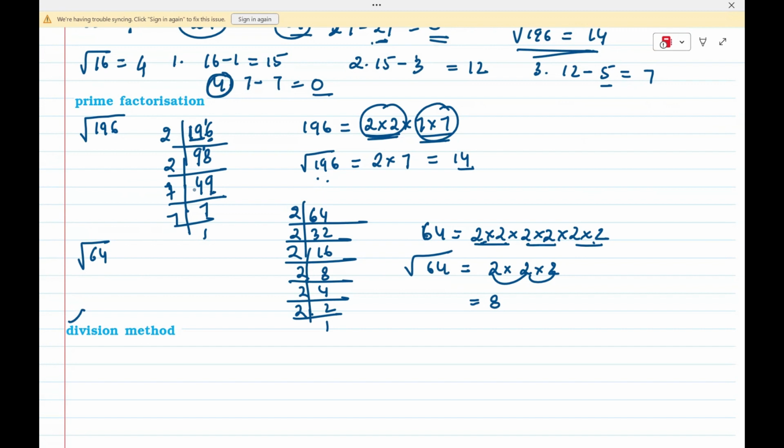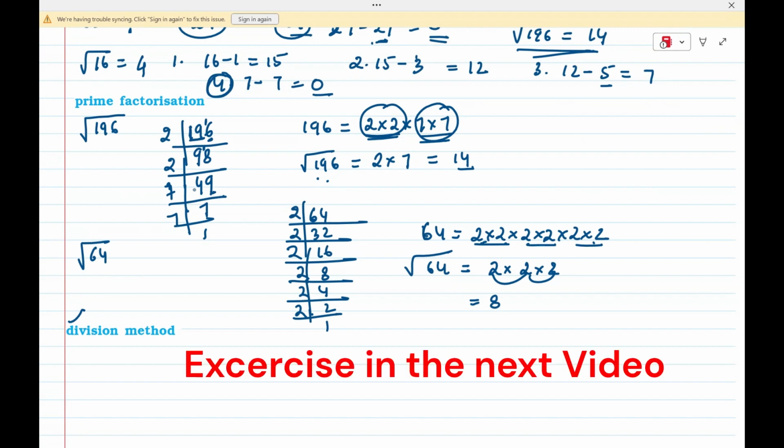Third method is the division method, which we will study in the next exercise, and definitely I will cover it in the next video. There were 3 methods, so I have listed them all so that it shouldn't be a confusion. 2 methods we have learned here and the third one we will be learning in the next video. Let's move to the exercise.